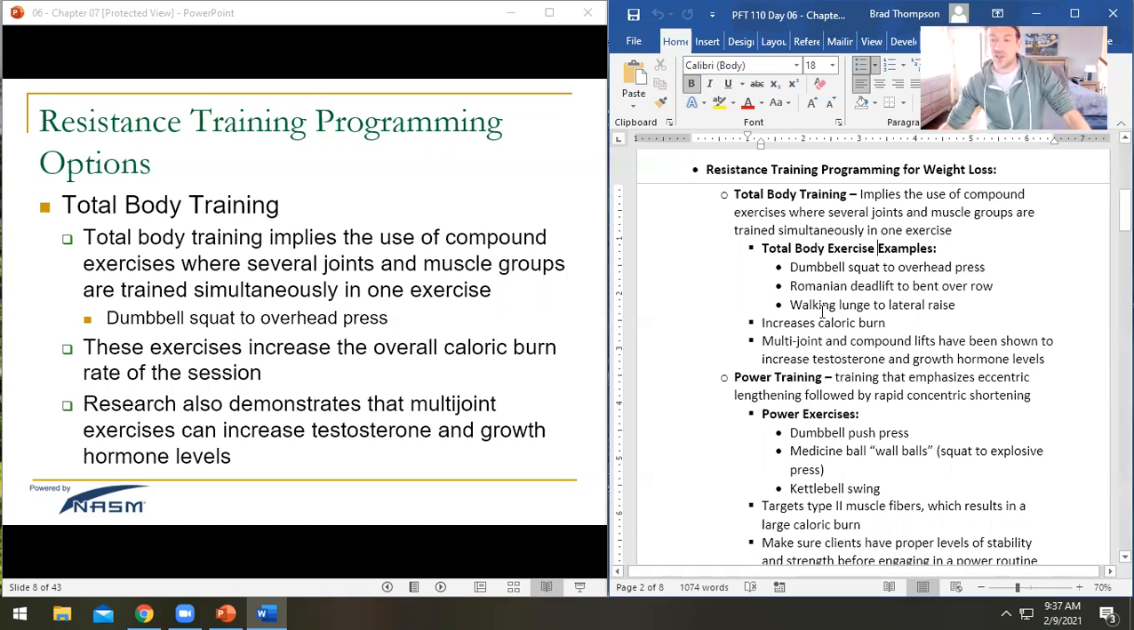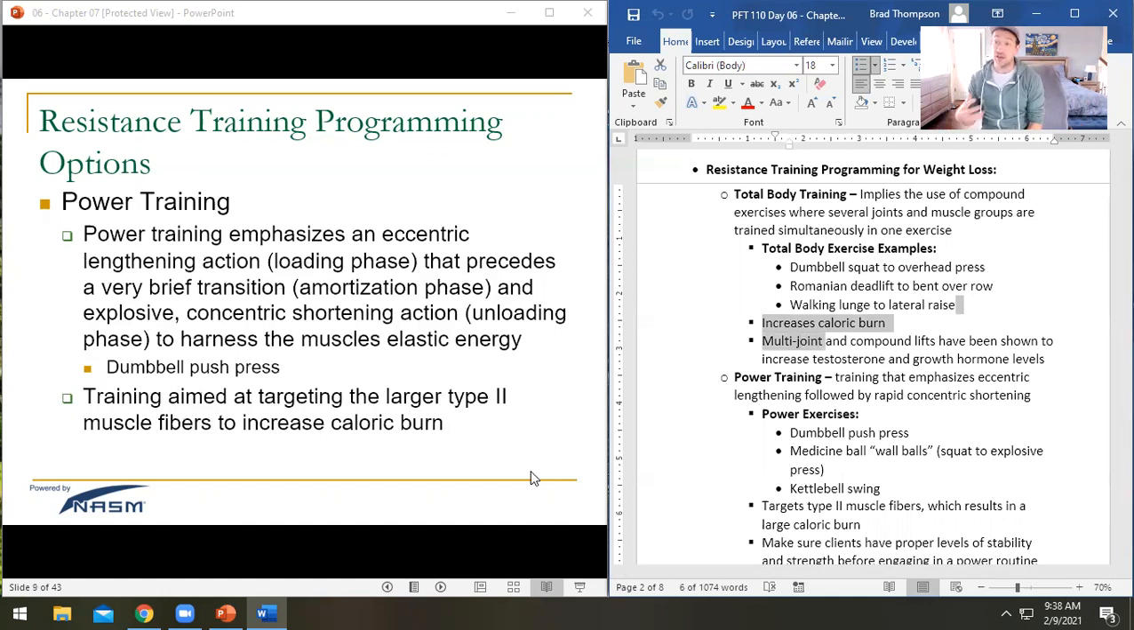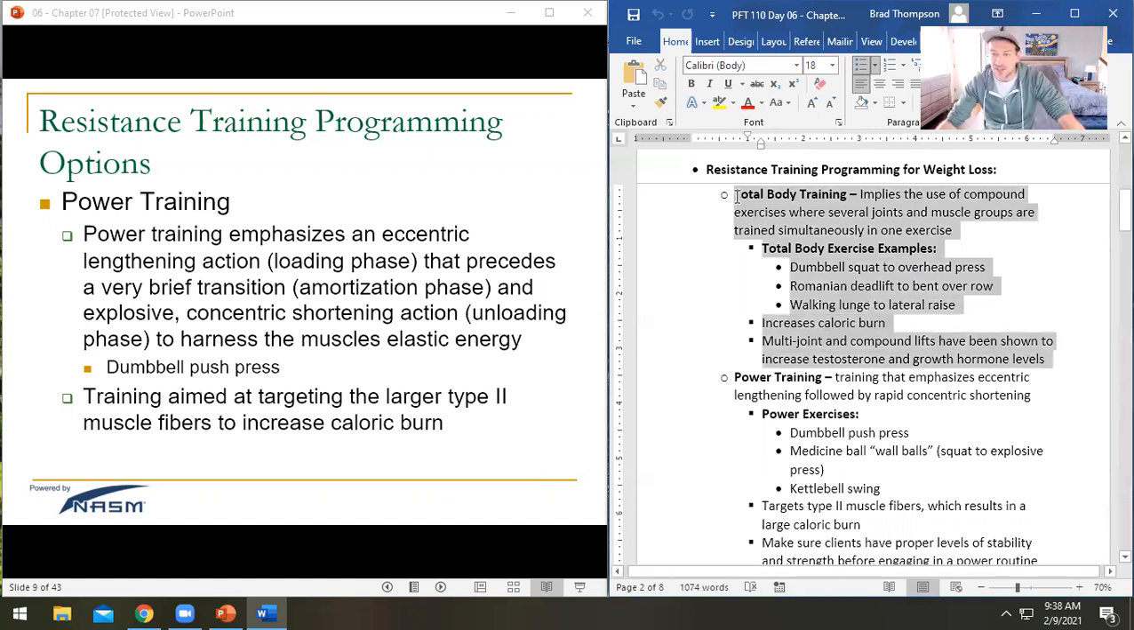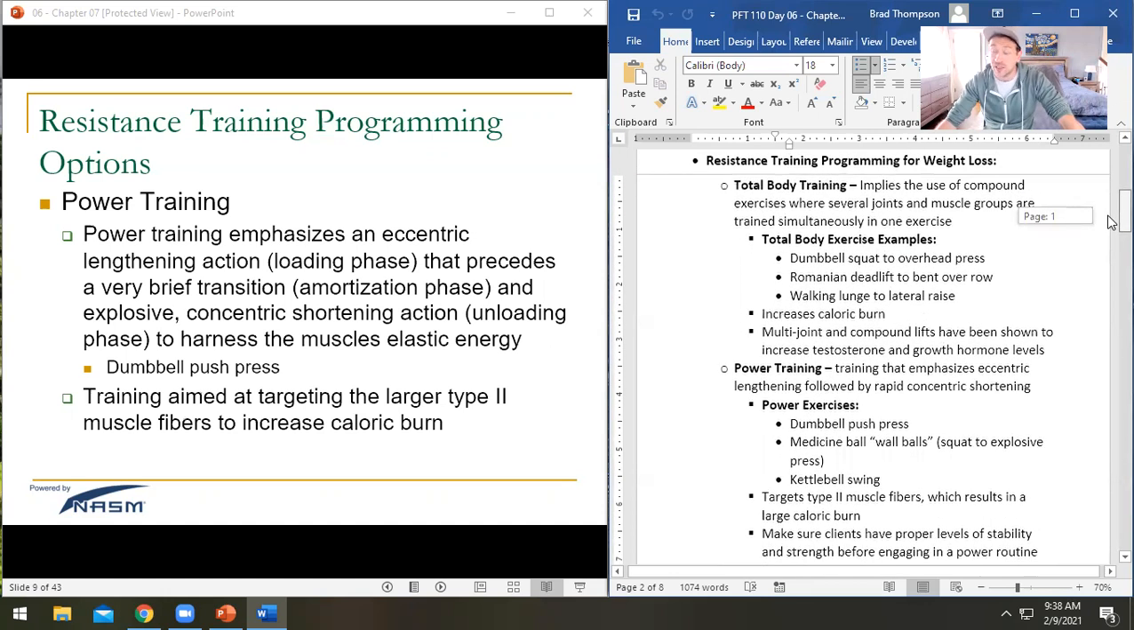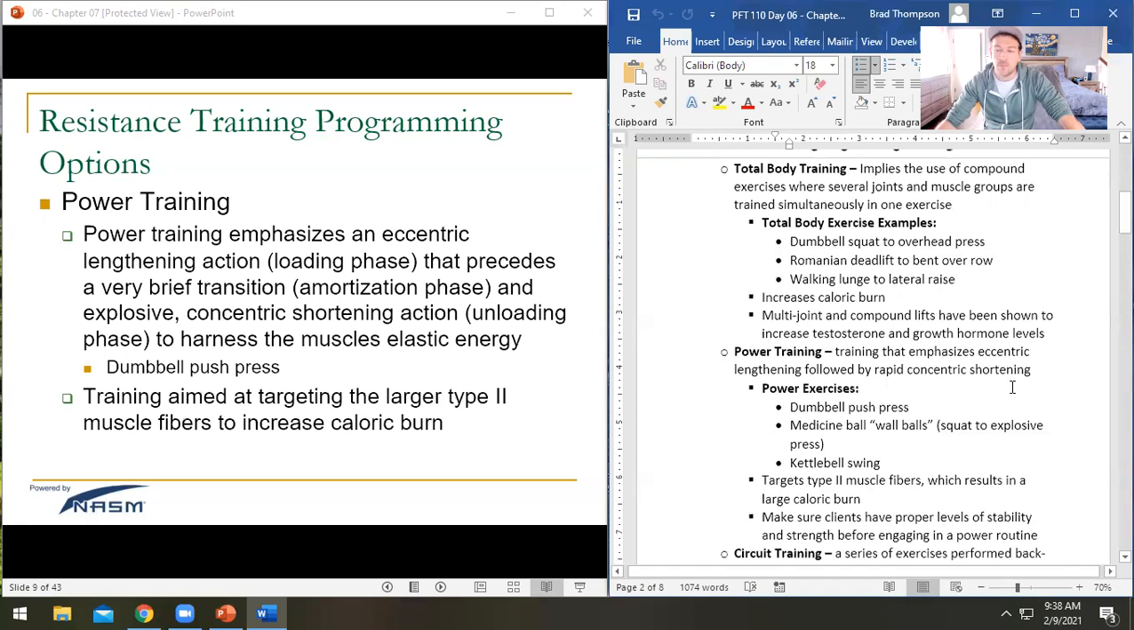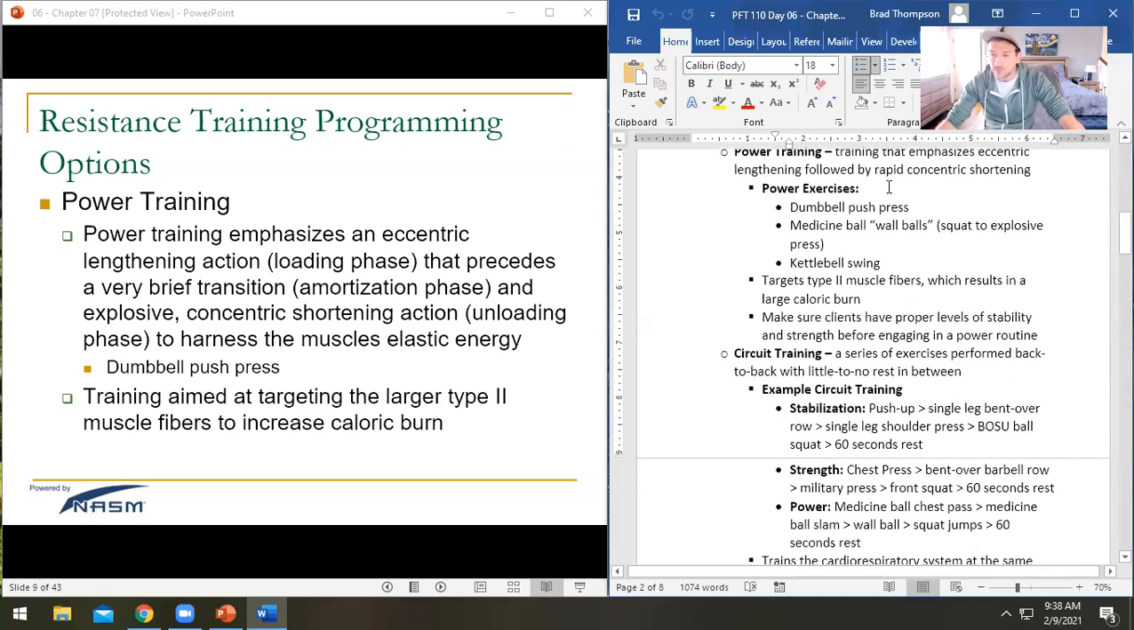So it increases your caloric burn, which is great. It is multi-joint, so it has a huge, awesome benefit on developing a positive hormonal response, right? So those are some of the best exercises that we've got access to in terms of writing a program that is going to maximize caloric expenditure and really get a lot of work done in a very short period of time, right?